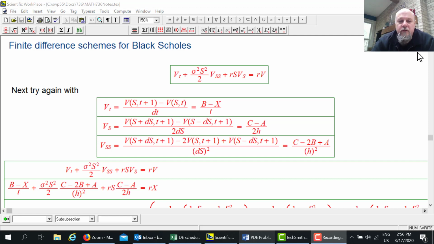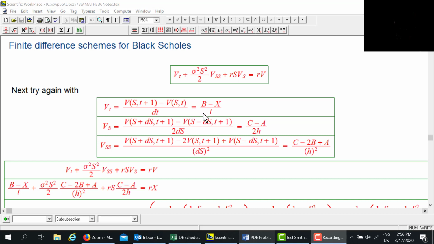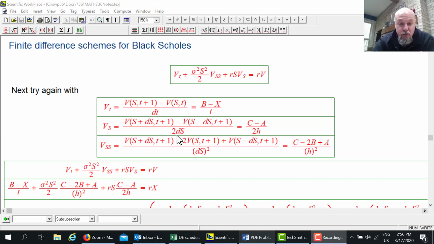So let's do one more of these finite difference schemes for Black-Scholes. We'll go through it explicit and implicit. I know we've seen some of this before, but there's a slight modification that I'd like to try here. So we're starting out with our regular Black-Scholes equation, and we're replacing the partial derivatives like we do.